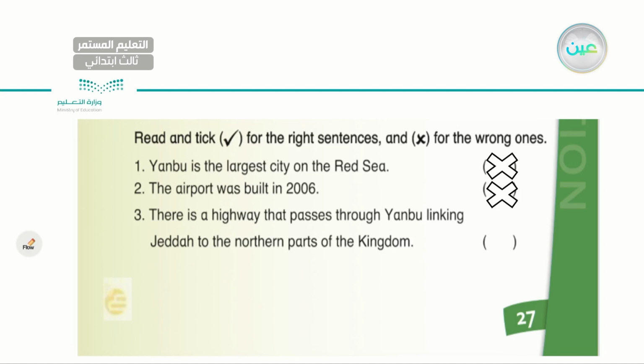Number 3, there is a highway that passes through Yanbu, linking Jeddah to the northern parts of the kingdom. Do we have this highway that passes through Yanbu, linking Jeddah to the northern parts? Yes, we do. So the sentence is true. The sentence is correct. Okay, so let's read the answers one more time. Yanbu is the largest city on the Red Sea. That's a wrong statement. The airport was built in 2006. Again, that's a wrong statement. There is a highway that passes through Yanbu, linking Jeddah to the northern parts of the kingdom. This is a correct statement.